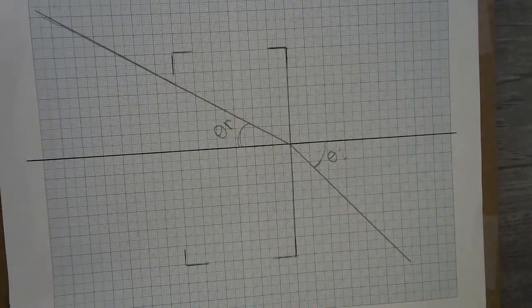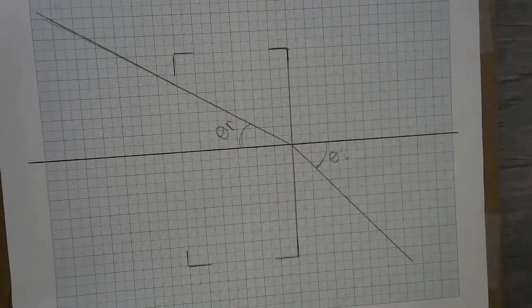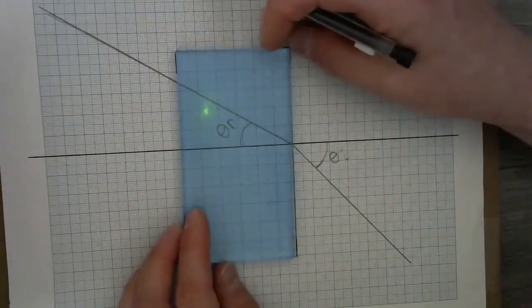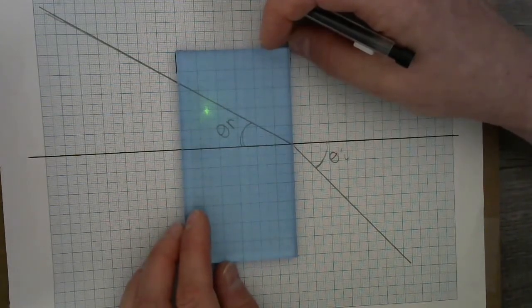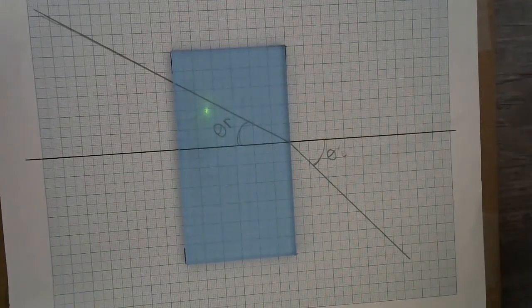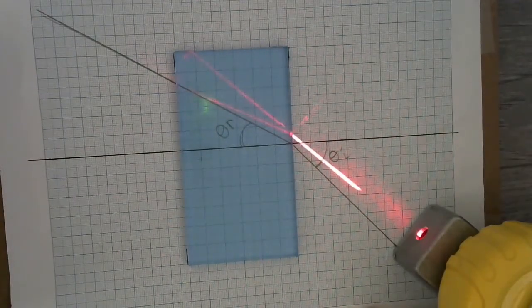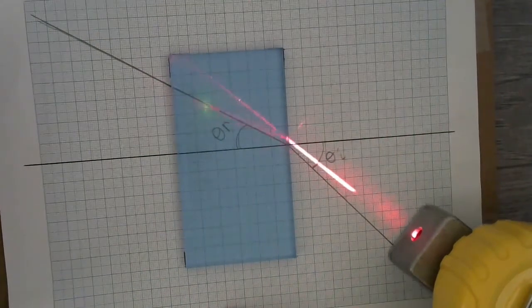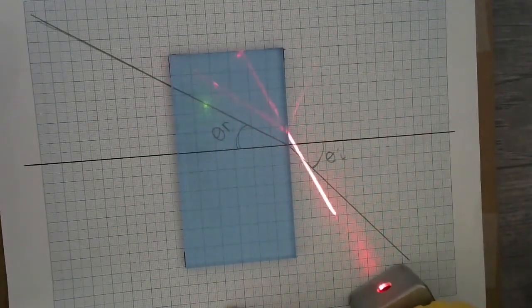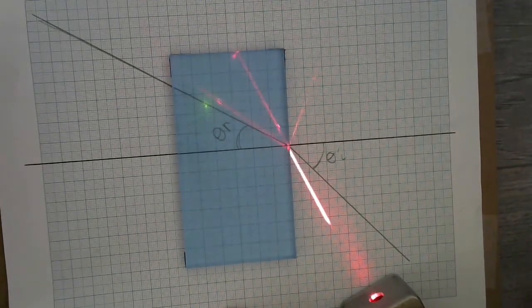So once you've taken your protractor and measured the relevant angles, you're going to put the block back in place and bring the laser back and measure the angle of incidence and refraction for 2 more angles. So you could make a steeper angle like this.